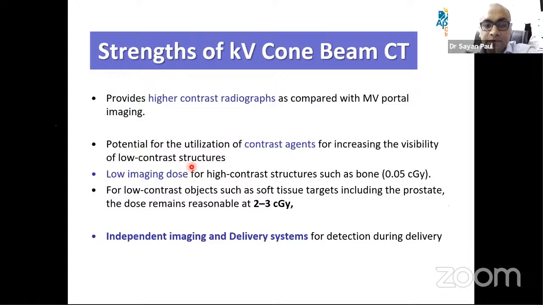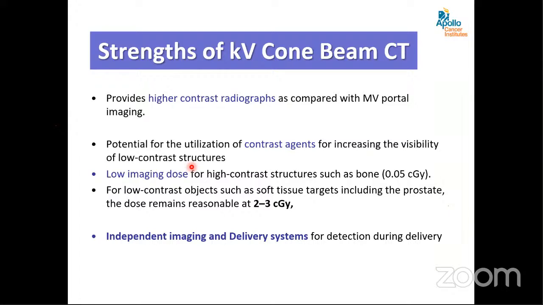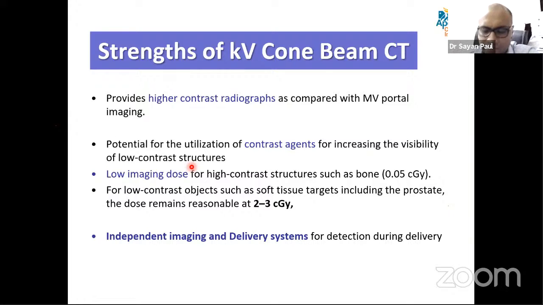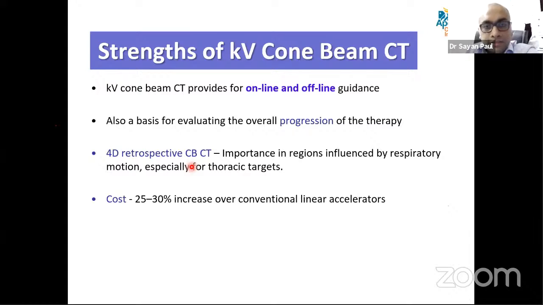And it is an independent imaging and delivery system. That means the gantry which is taking the image is not delivering the treatment. So in between treatment, if you feel sometimes that you need to check the position again, then you can stop the gantry, check it with the imager, with the CBCT, and you can again start the treatment. So it does not interfere with it. It also gives you online and offline guidance. That is obvious because it immediately gets the CT data set, which you can match with your planning CT data set, and also you can do it offline.